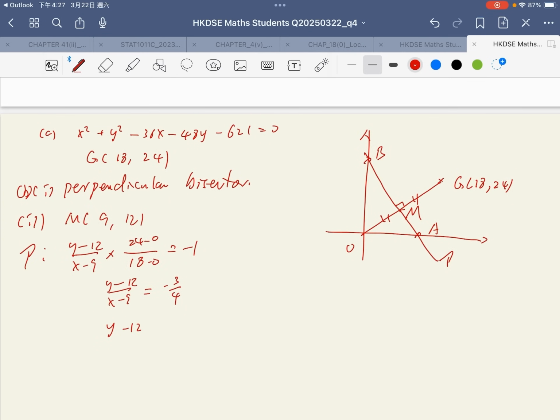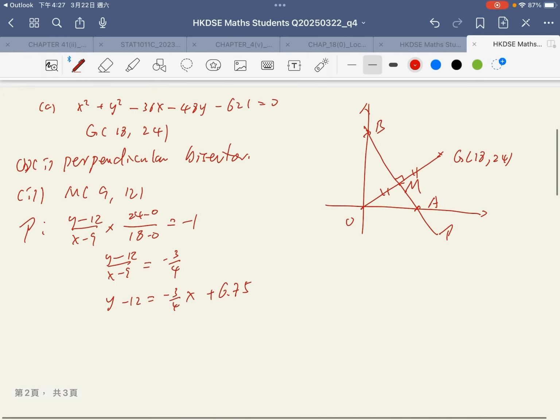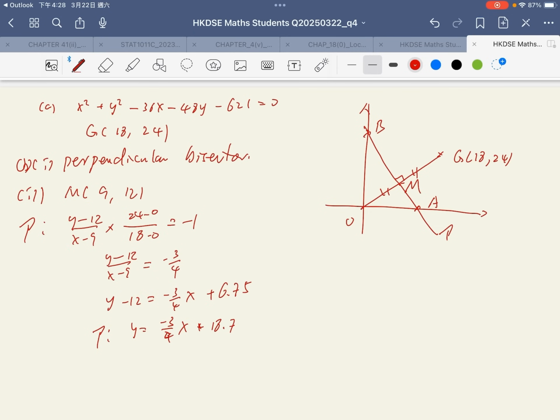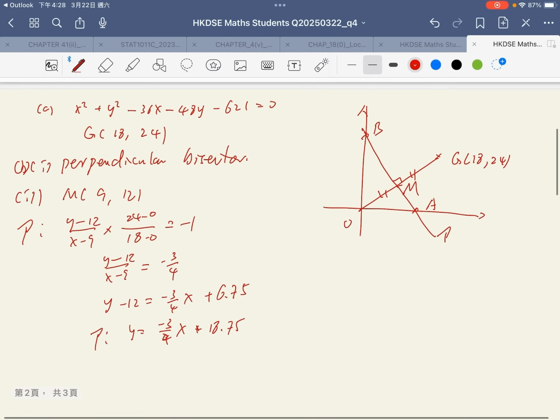And multiply (x minus 9) to the right-hand side. Then I have, let me see, 6.75, and finally we have the equation of gamma, which is y equals negative 3 over 4 times x plus 18.75. Okay, this is the equation of gamma.